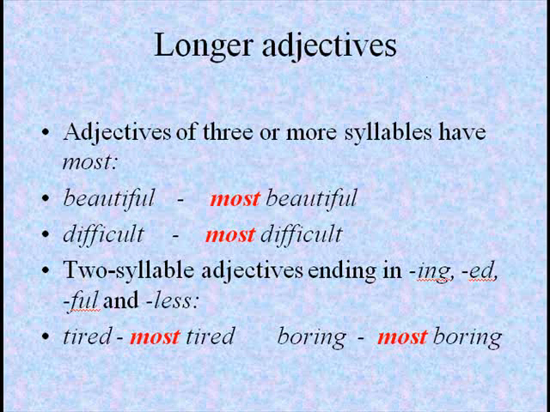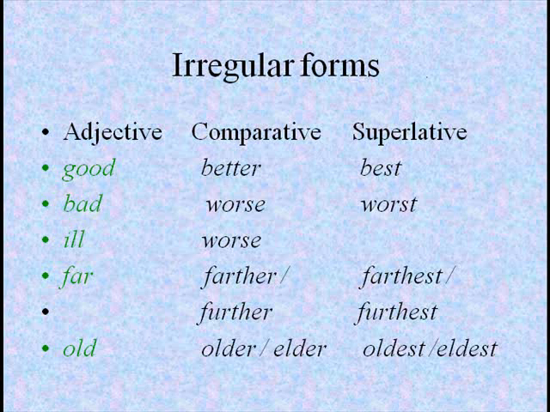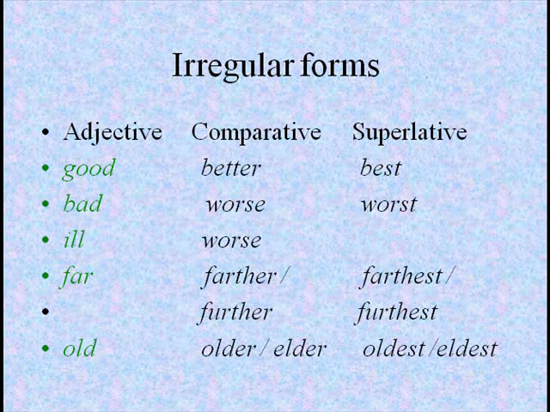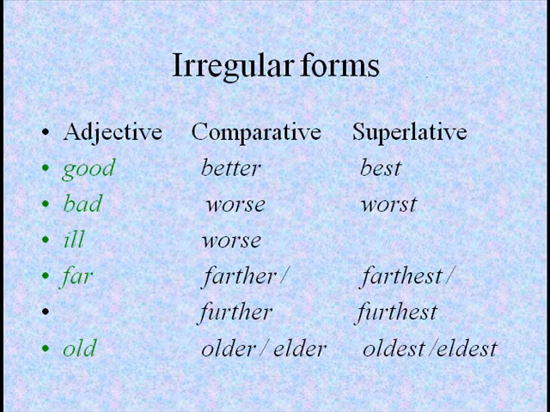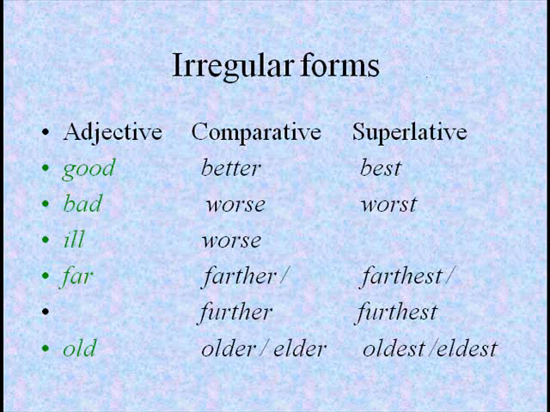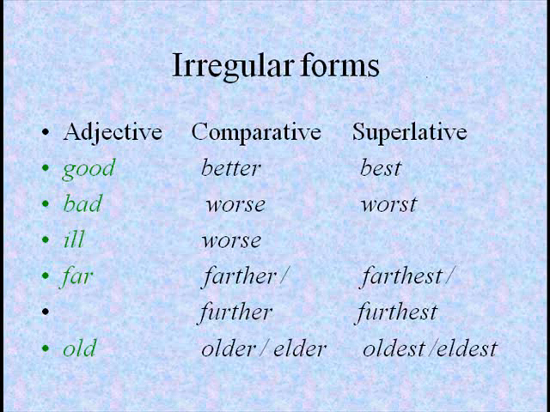It is also important to know that in English there are some irregular forms. Here we have a list of adjectives that take irregular forms in English for comparative and superlative forms. Good, better, best. Bad, worse, worst. Ill is going to take just the comparative form worse. Far, farther, farthest, or further, furthest. Old, older or elder, and oldest and eldest.